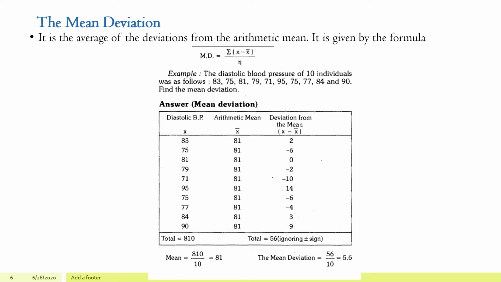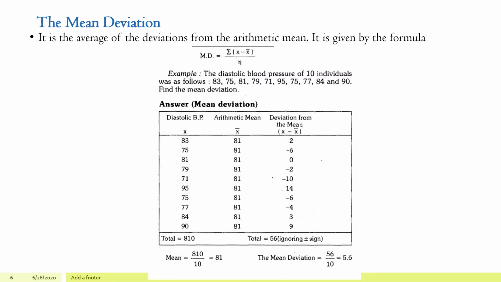So after range, we will discuss what is mean deviation. I think you will know what mean is because we already discussed mean, mode and median. And now we are going to discuss mean deviation. It is the average of deviations from the arithmetic mean. It is given by the formula MD is equal to summation of (x minus x bar) divided by the number of samples.